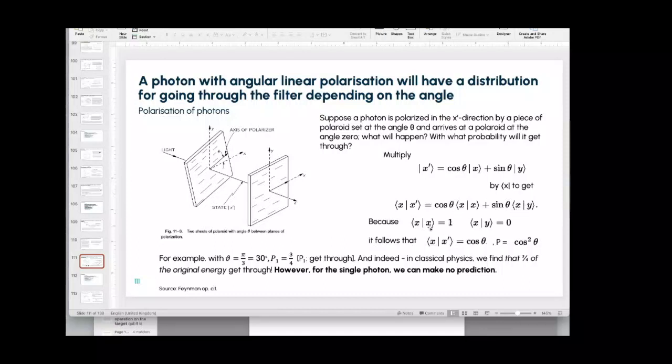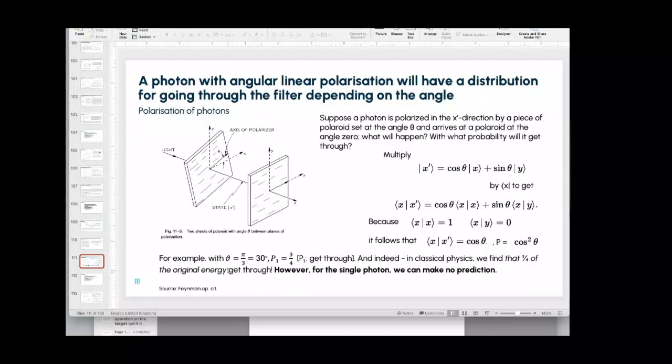But because the probability to go from X to X is of course 1, and from X to Y it's 0, this becomes 0 times sine theta. So this term is dropped, and you only have cosine theta. This is the amplitude. Now if you want the probability, you have to square it. So the probability is cosine squared theta.